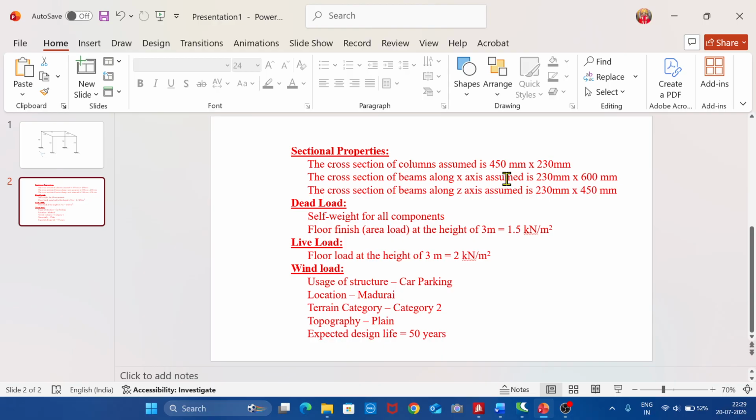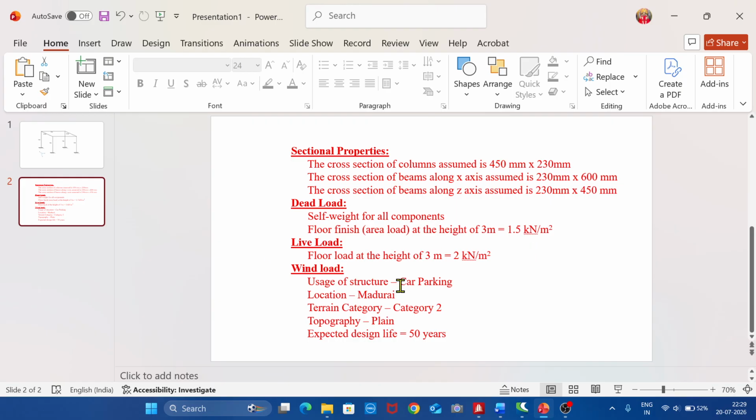The member properties for columns we are going to give 230 mm by 450 mm, for beams 230 mm by 600 mm along the x-axis, and 230 mm by 450 mm for beams along the z-axis. Dead load is self weight for all components. Then floor finish: since it is the roof, it may be a weathering course, assumed at the height of 3 meters as 1.5 kilonewton per meter square. And live load, floor load at the height of 3 meters, is taken as 2 kilonewton per meter square.